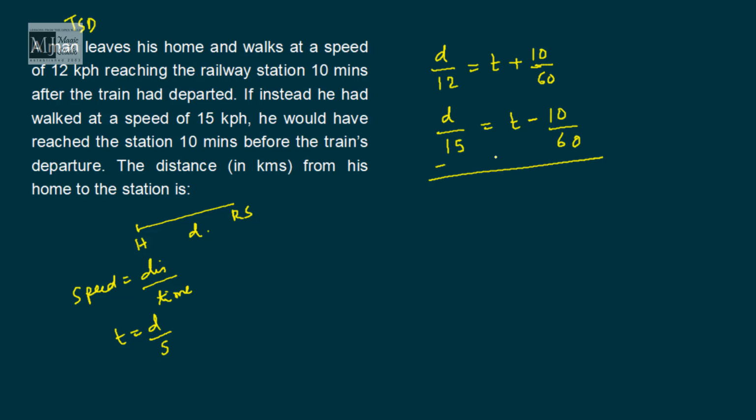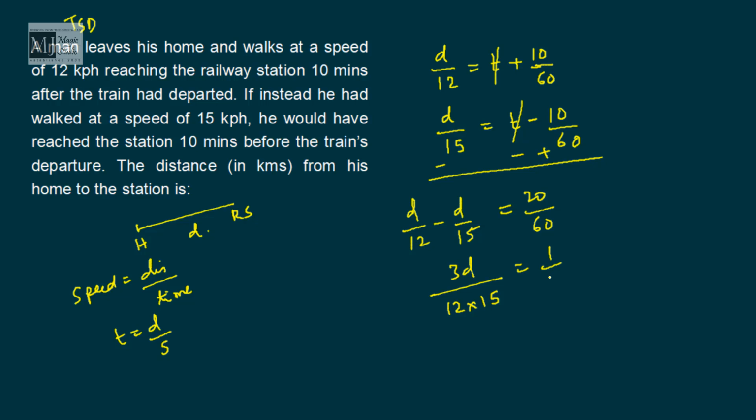Now the distance in kilometers from his home to the station, we are supposed to find the value of d. Let's subtract these two. So t will vanish. d by 12 minus d by 15 equals 10 by 60 plus 10 by 60, that is 20 by 60. 15 minus 12 is 3d upon 12 into 15 equals 1 by 3, 3, 5, and here 3 is 4. So d is 4 into 5, 20 kilometers. Type in the answer, 20.